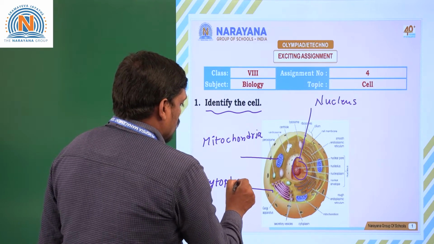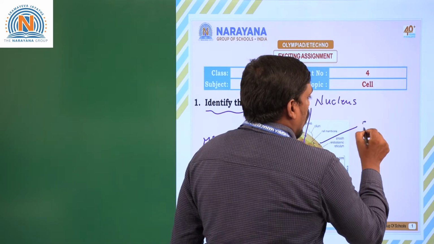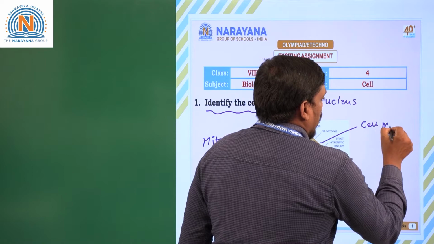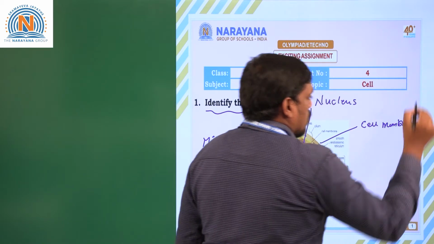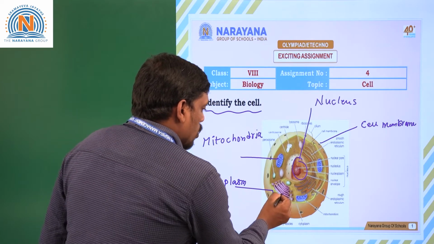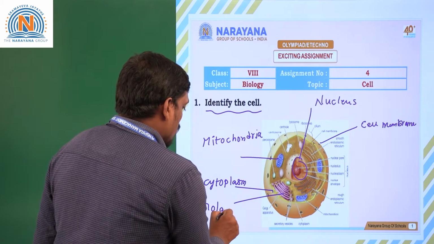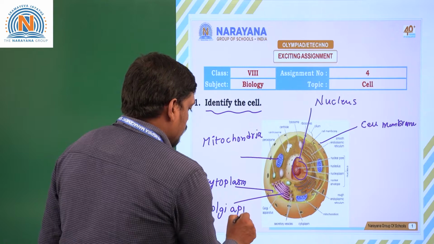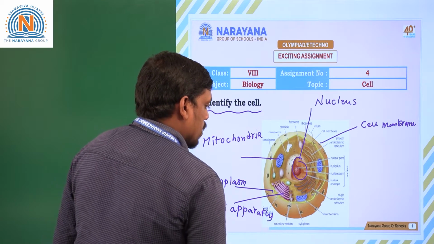Cytoplasm is commonly seen. Around the cell, there is a membrane present called cell membrane. And one more important character, Golgi apparatus are clearly visible in these cells.